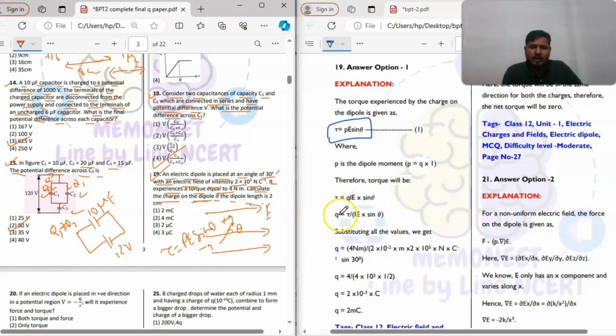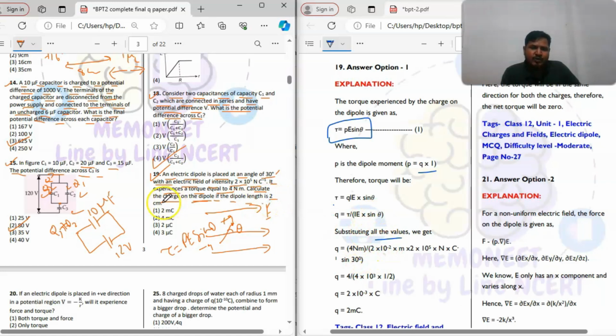Tau is equal to P E sin theta, and P is equal to QL. So in place of P we can put QL, so tau is equal to Q L E sin theta. Now what is Q? Q will be tau by L E sin theta. Now substitute all the values given in the question. Tau is 4 Newton meter, divided by L.